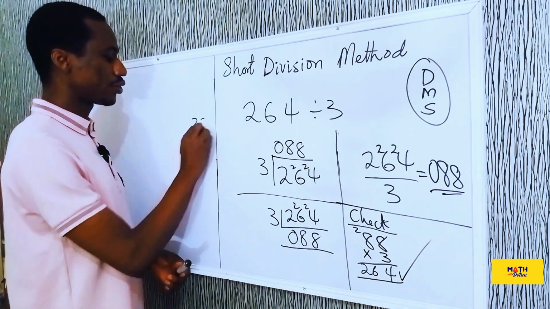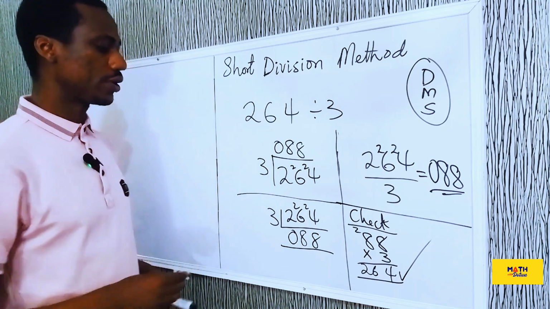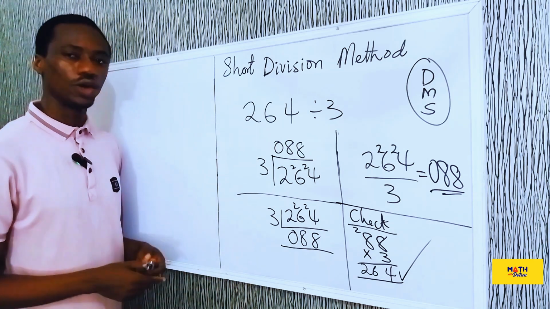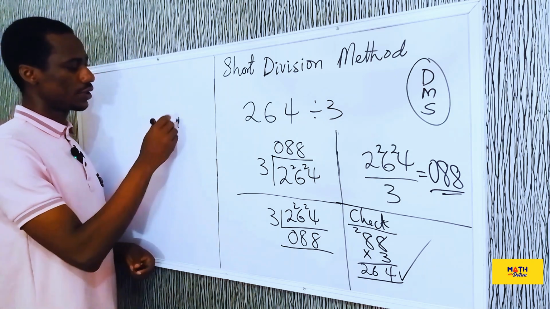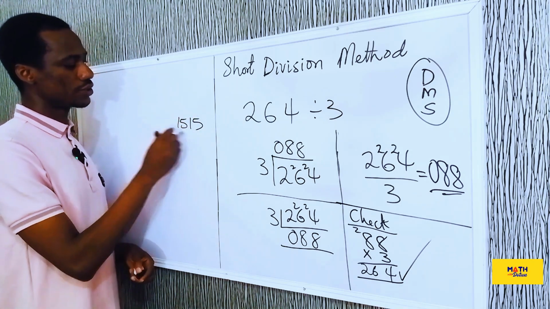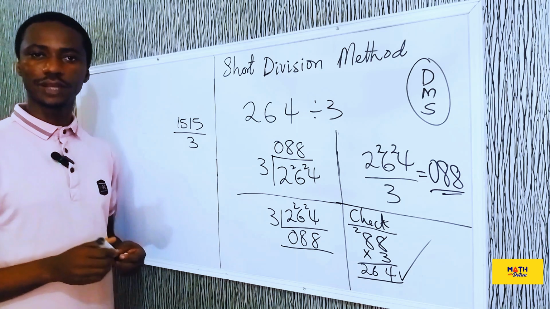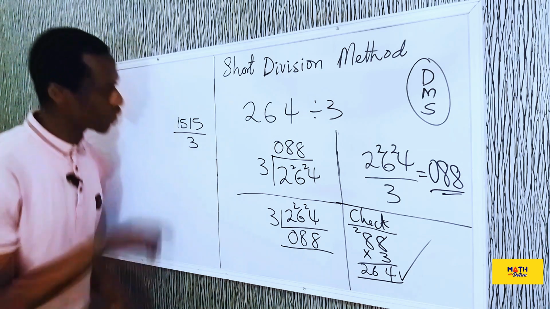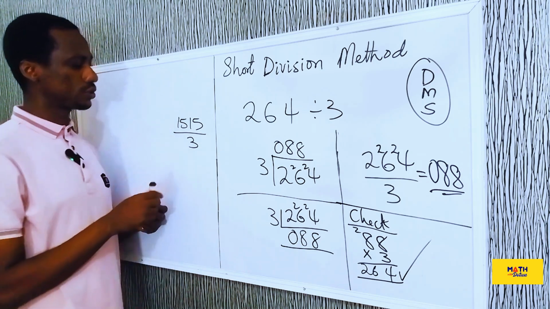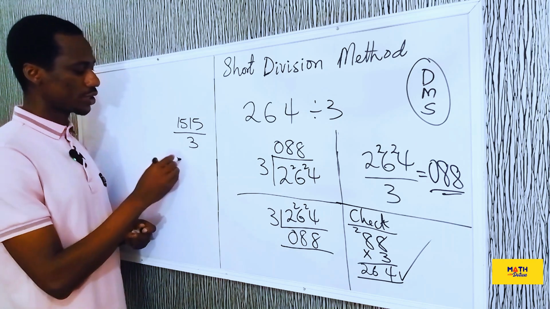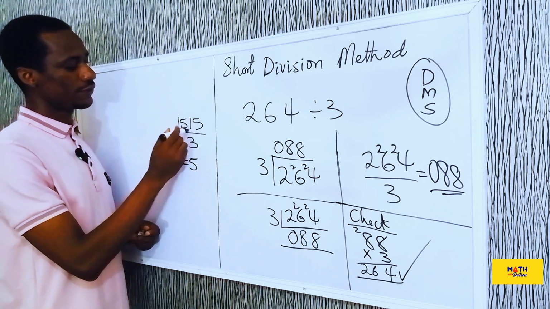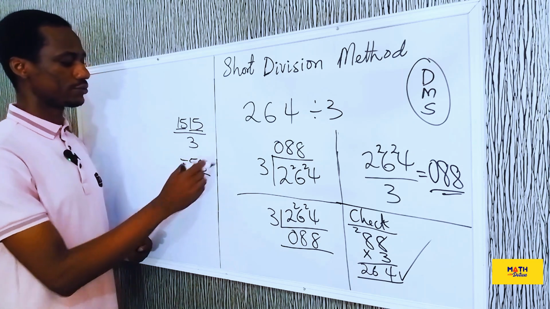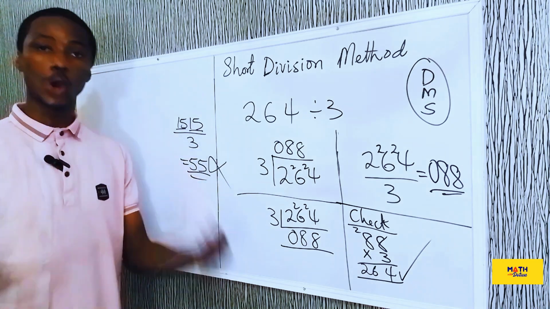Now, let me tell you why I said you should take it one by one. Let me do it here. When you have repeated digits, like 1515 divided by 3, if you don't take it one by one, some funny friends will just say 3 in 15, 5. 3 in 15, 5. Done. But that will give you the wrong answer.